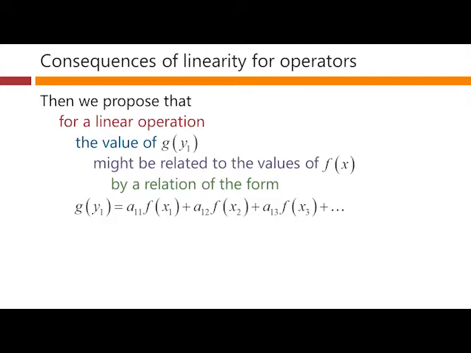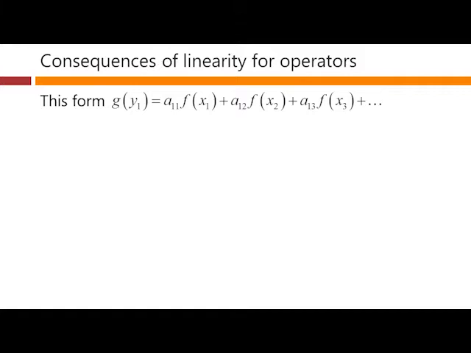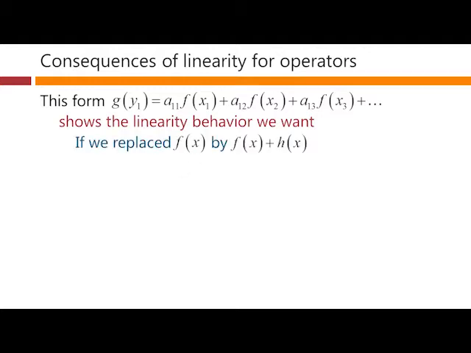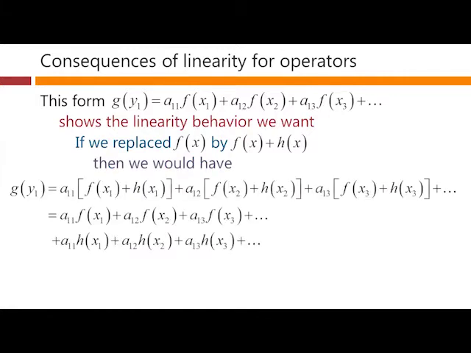So g of y1 would be some constant a11 times the value of f of x at x1 for its argument, plus a12 times f of x2, and so on. And these we would allow to be complex constants. Now this form shows the linearity behavior we want. So let's check that. If we replaced f of x by the sum of two functions, f of x and h of x, then we would have a11 into f of x1 plus h of x1, plus a12 into f of x2 plus h of x2, and so on.